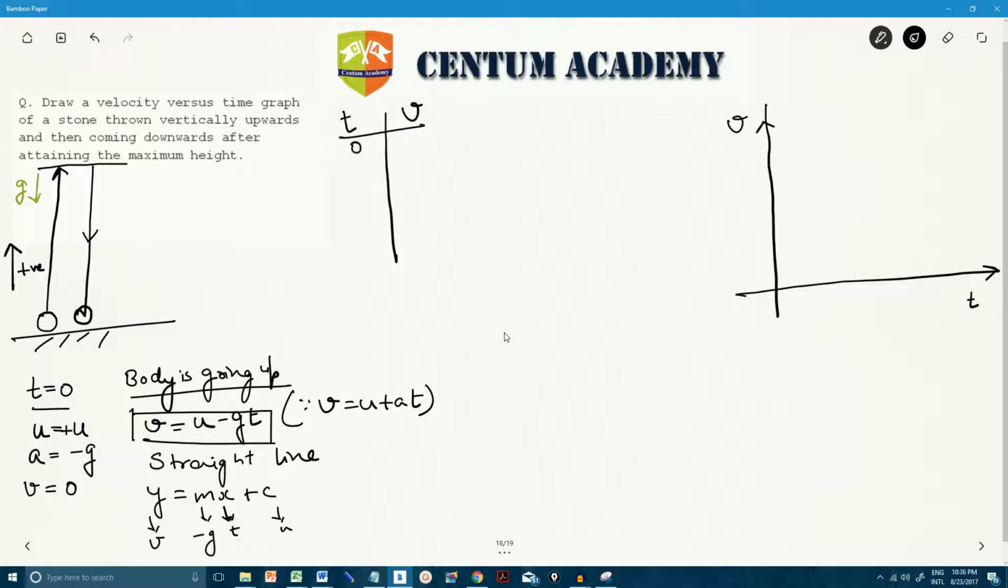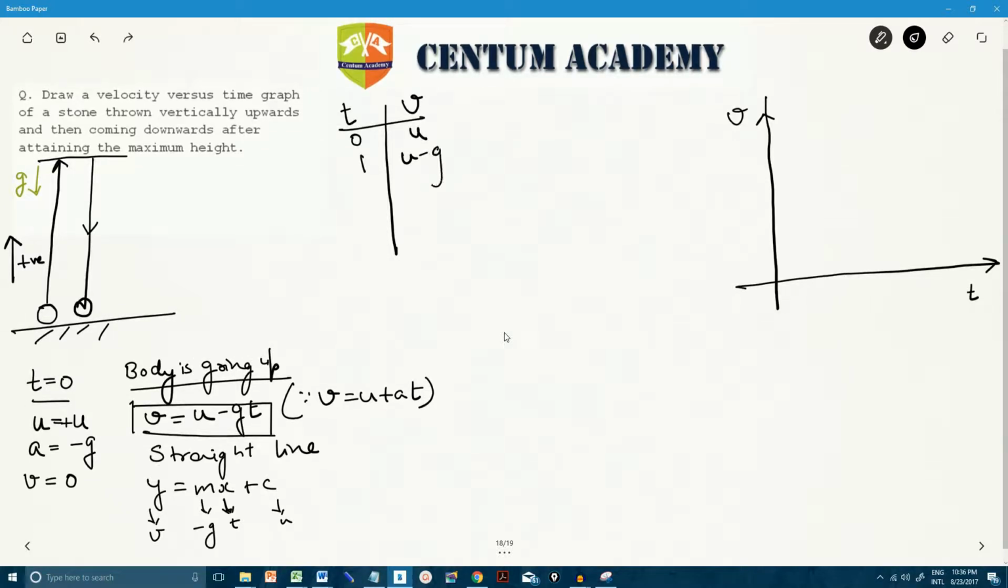So when t was 0, when you put t in this equation, you'll get values of v. When t was 0, v is equal to u, isn't it? When t equals 1, v is equal to u minus g. When t equals 2, it's u minus 2g. So let's say u was 100, and let's say g is 10. So it was 100, it will be 90, this will be 80, and then 70, and like that, right?